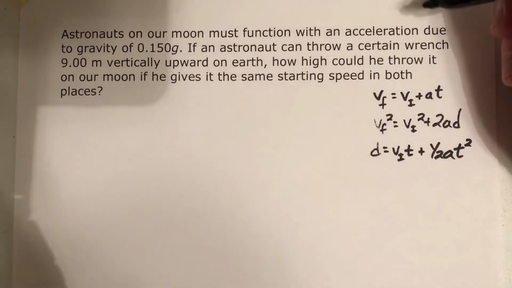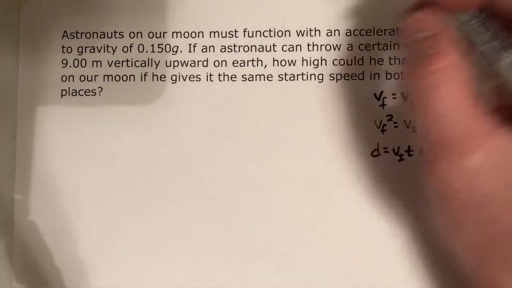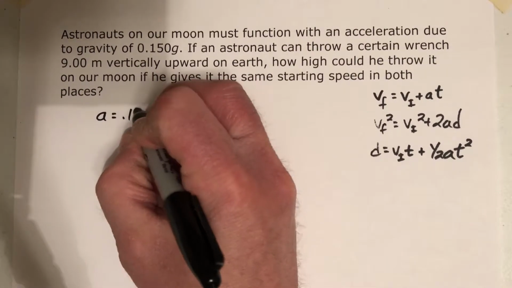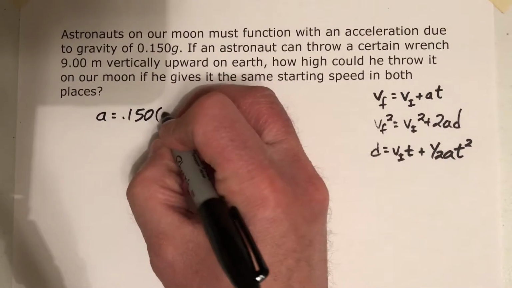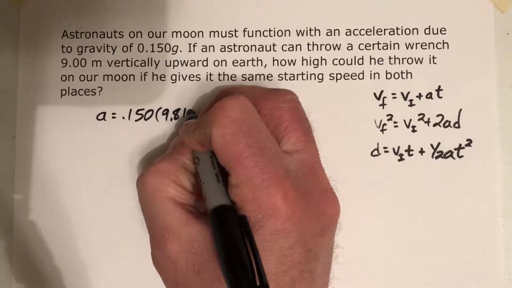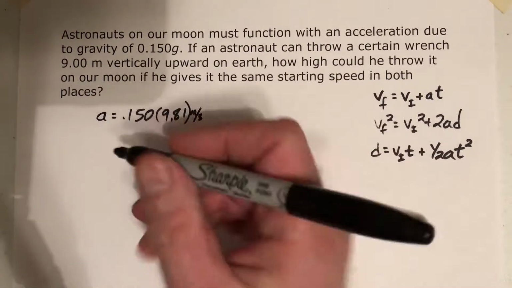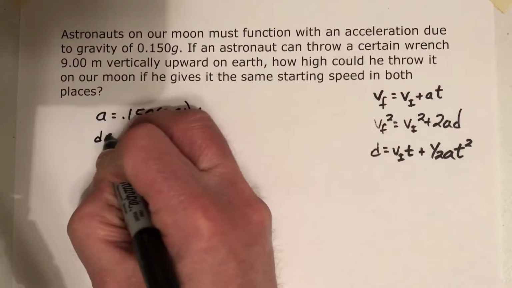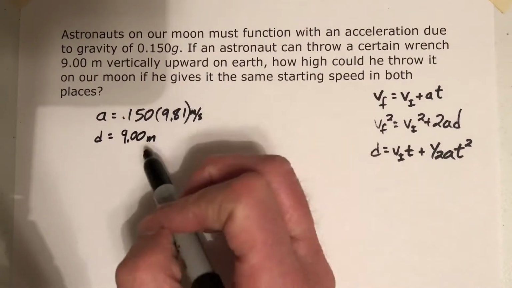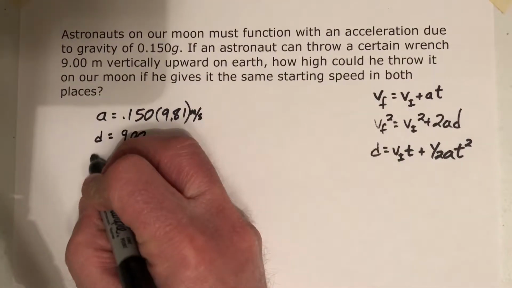We read the question. Astronauts on our moon must function with an acceleration due to gravity of 0.150 Gs. Well, G is 9.81 meters per second squared. If an astronaut can throw a certain wrench 9 meters, so the displacement becomes 9.00 meters vertically up on Earth, how high could he throw it on our moon if he gives it the same starting speed in both places?